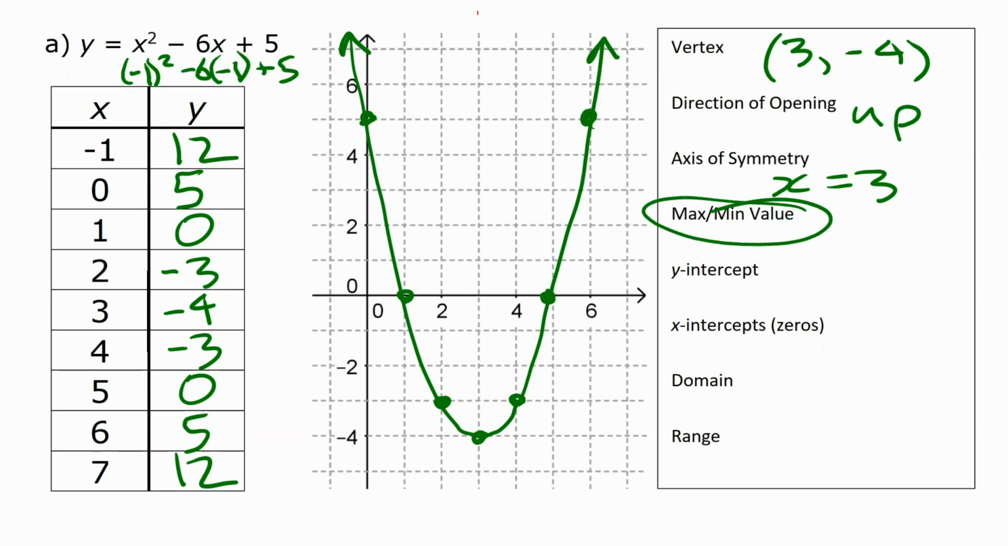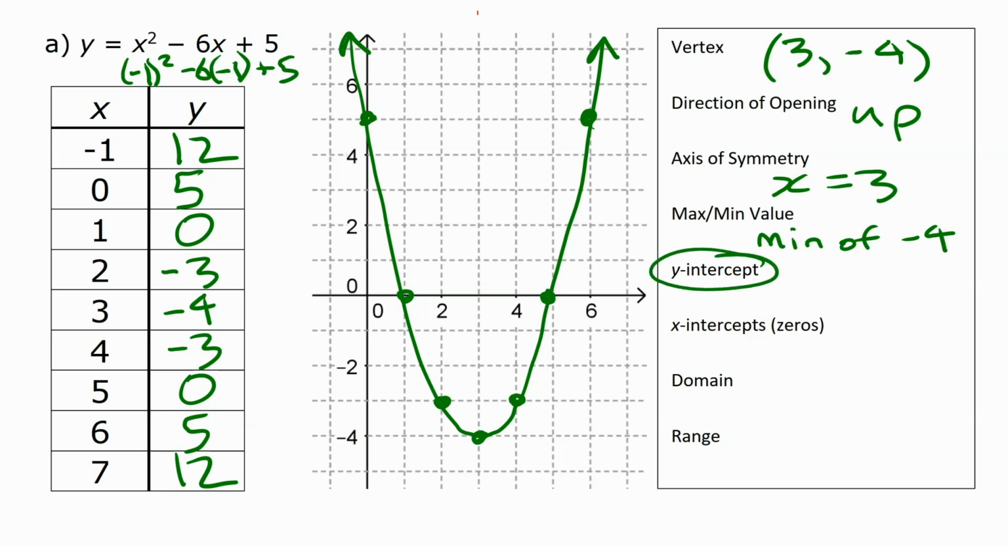The max or min value. Well, when you're talking about the values of a function, you're talking about the y values. So these values here. And this has a minimum value. The minimum value is negative 4. That's the lowest y value this function gets to. So we're just going to say this has a minimum of negative 4.